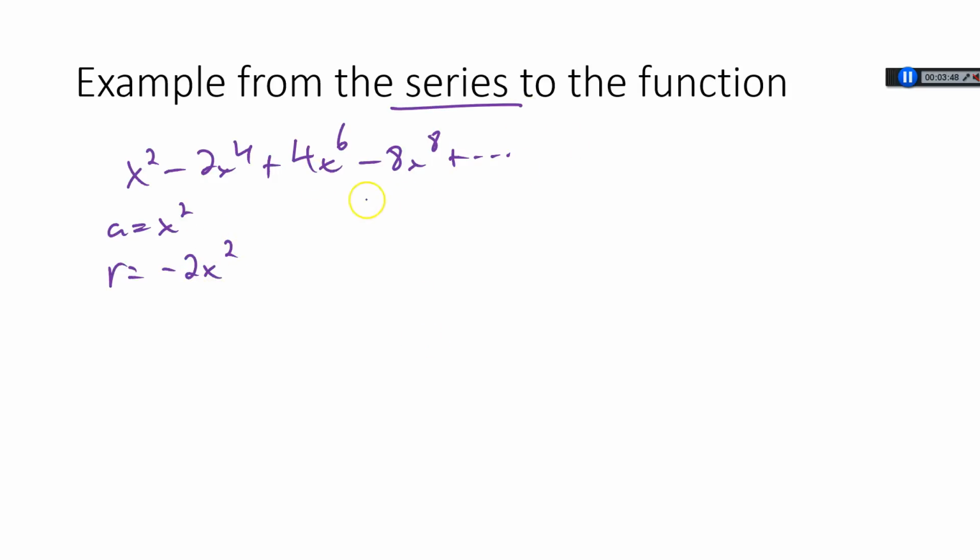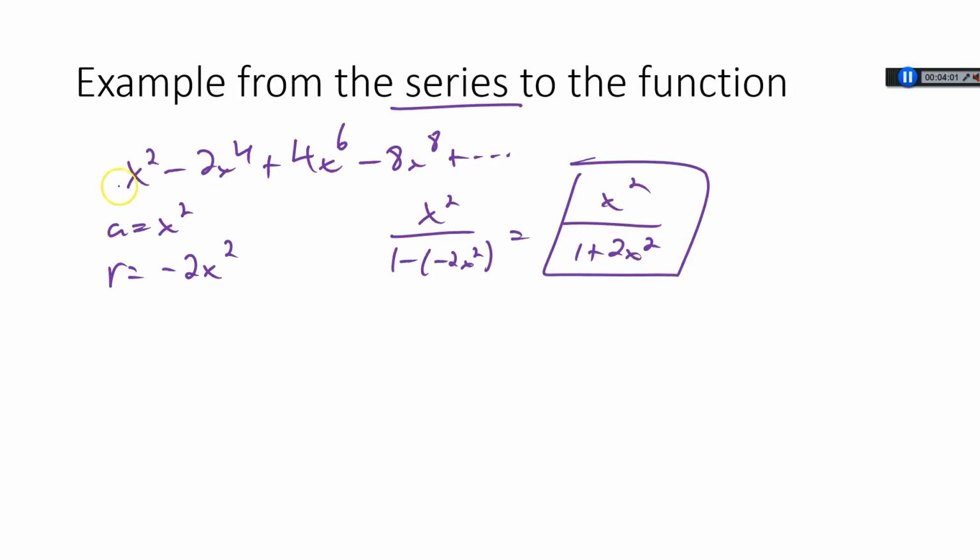So the function that represents this would be x squared over 1 minus negative 2x squared, or x squared over 1 plus 2x squared. So this function, if I graph it, and I graph this guy, as long as I use enough terms, they'll start lining up. Now, where will they line up? Well, when r, in absolute value, is less than 1. Remember, this is called the radius of convergence.